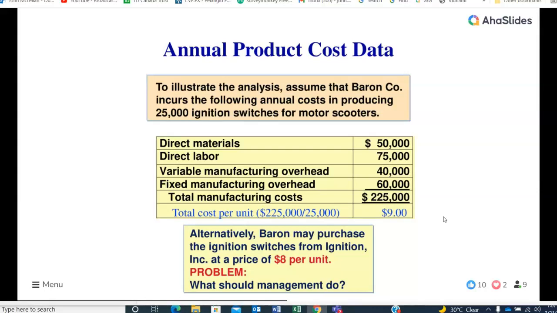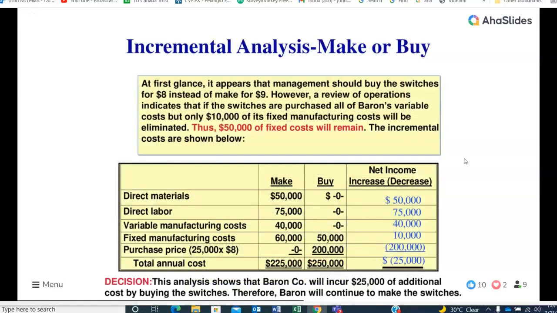Now, Barron can purchase these ignition switches from another company called Ignition Inc. at a price of $8 per unit. What should management do? Well, again, on the surface, it appears that they should buy the switches for $8 instead of making them for $9. However, a review of operations indicates that if the switches are purchased, all variable costs would be eliminated, but only 10,000 of the fixed manufacturing costs will be eliminated. Therefore, the overhead costs right now are 60,000. They'll only be 50,000 if I buy.